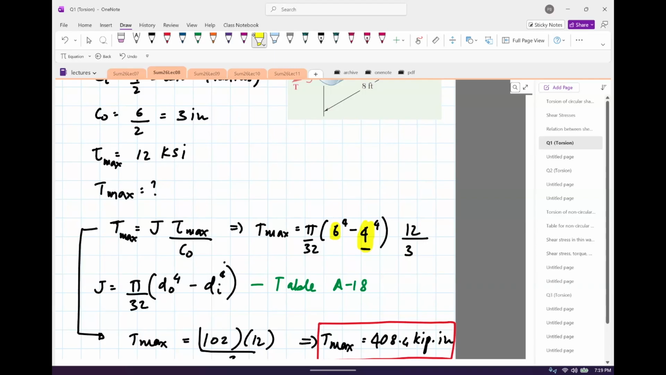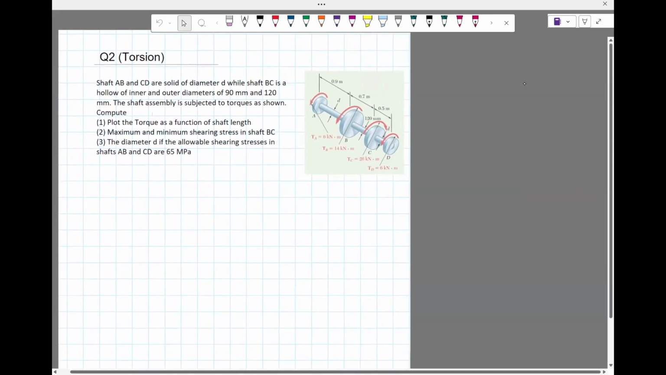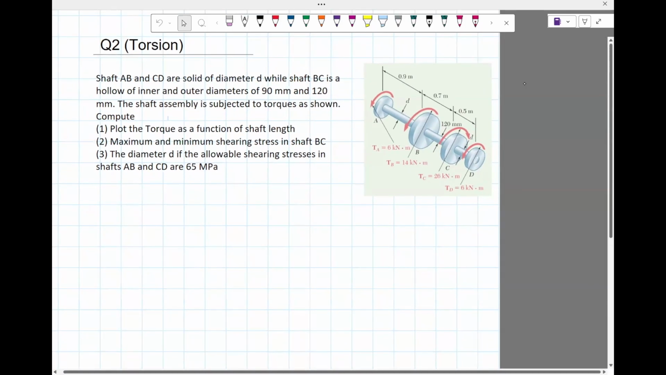Okay, let's solve the next problem. Here is a problem which has some elements of a new concept which I will talk about briefly. We talked about bending moment diagram and shear force diagram. There's something similar for torque problems, and that will come here.